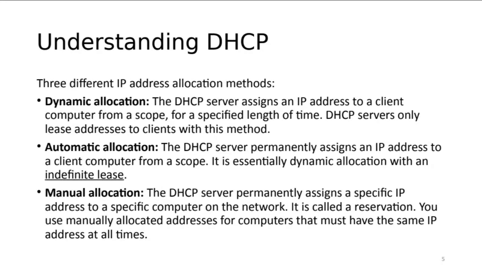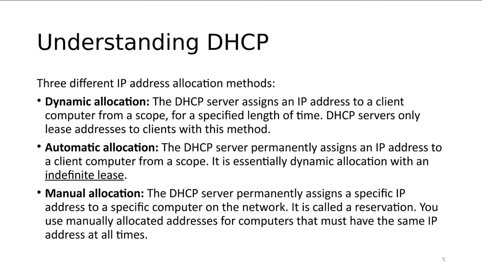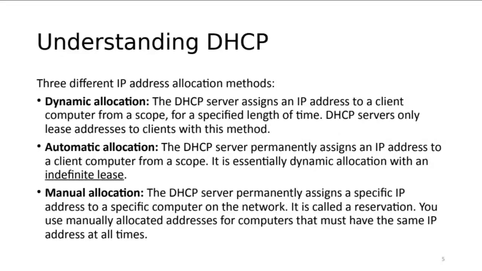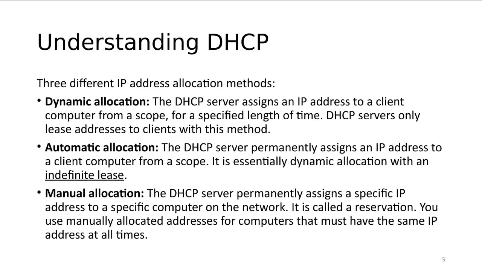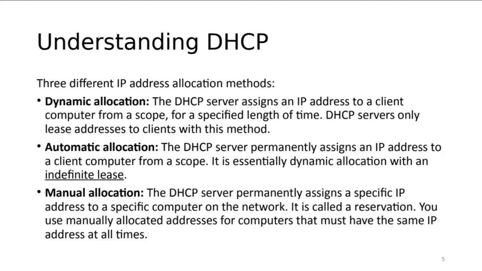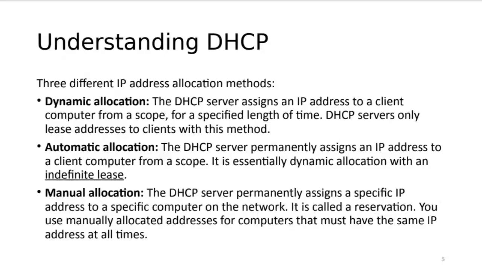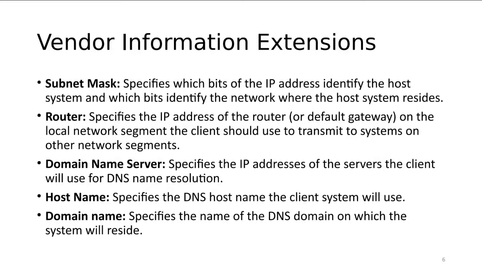Then we have the manual allocation. The DHCP server permanently assigns a specific IP address to a specific computer on the network. It is called a reservation. You use manually allocated addresses for computers that must have the same IP address all the time, such as your email server, your file server, web server, exchange server, print server. Their IP addresses are there all the time. You don't want to change them every 5 days or every week.